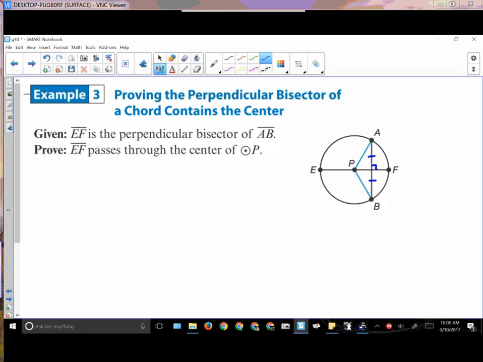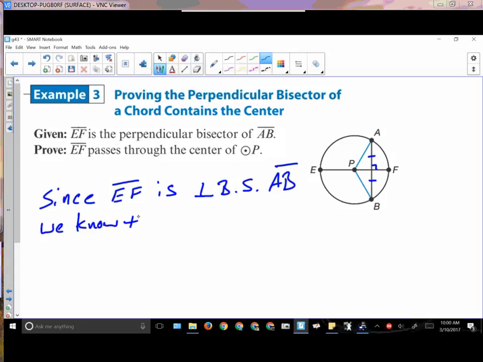Well, since EF is perpendicular bisector, yes, you can get by using those initials only that way, for this purpose, okay, of AB, we know that it is the diameter.